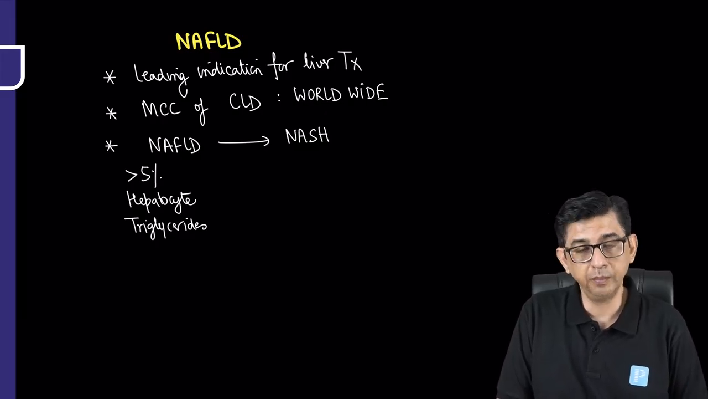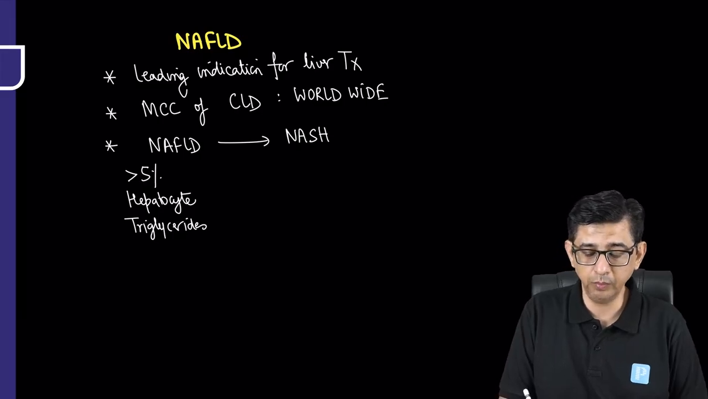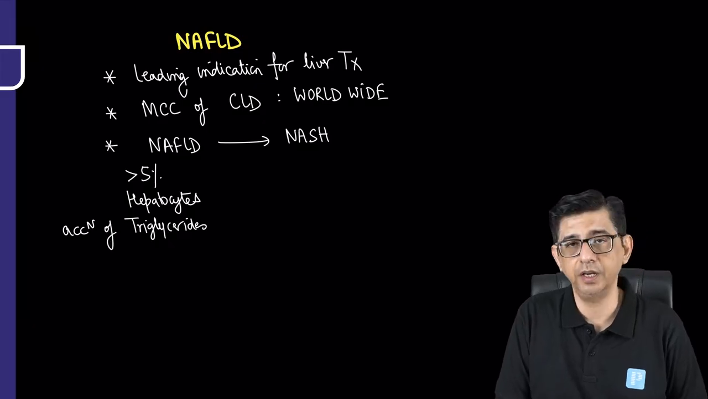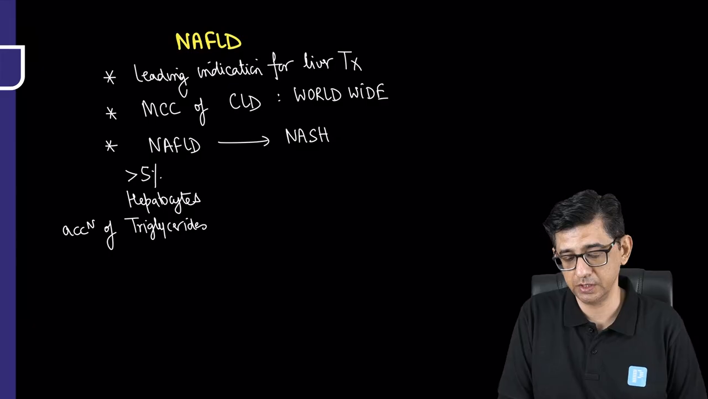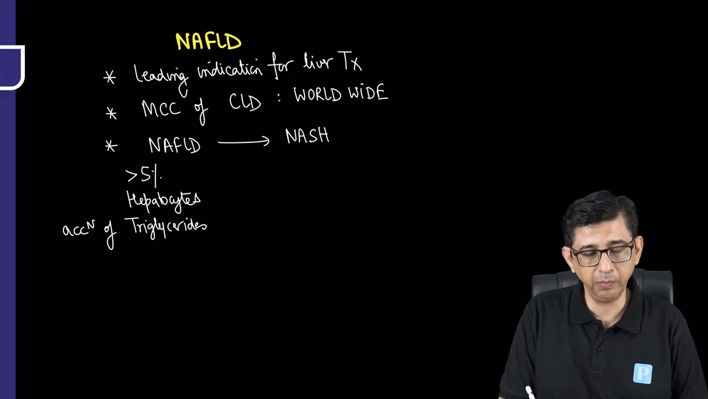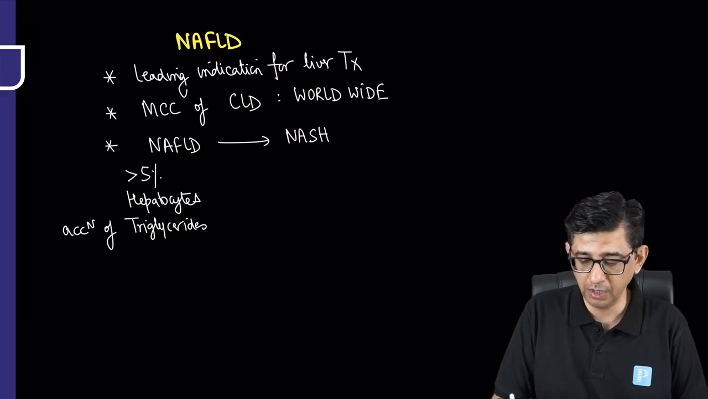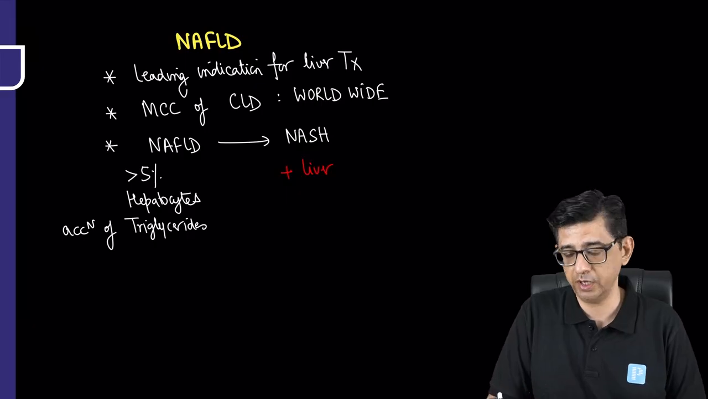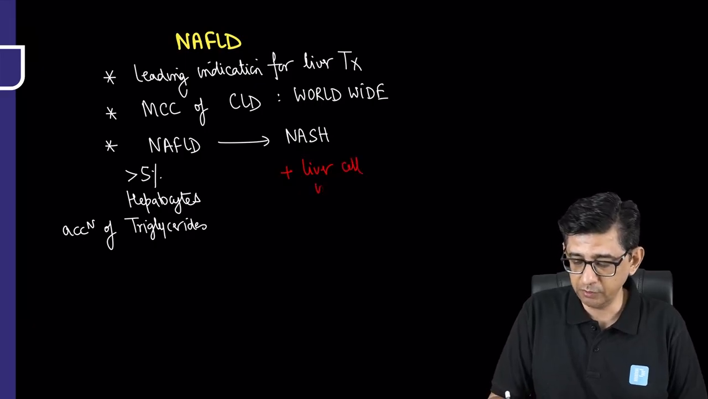So triglycerides are mainly going to be increased, and if you're having more than 5% of hepatocytes having accumulation of triglycerides, then this would be called as fatty liver or non-alcoholic fatty liver disease. Now, what is the difference between NAFLD and NASH is that NASH will be obviously having triglyceride accumulation, but over and above this, there would be an extra feature present, and the extra feature would be in the form of a liver cell injury as well. There would be a liver cell inflammation present.